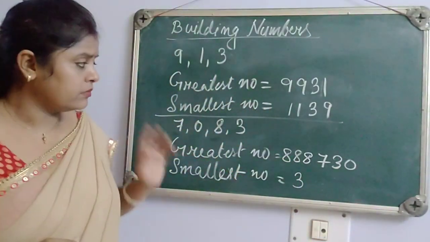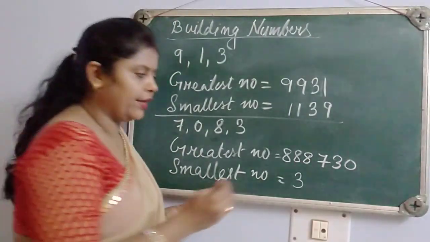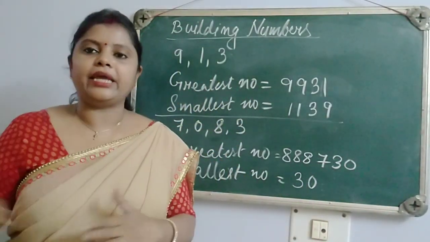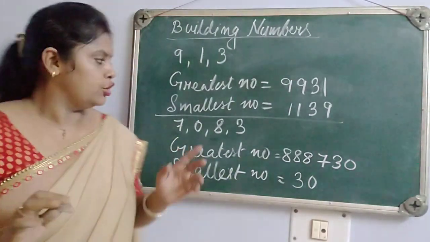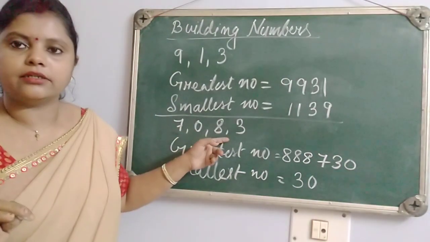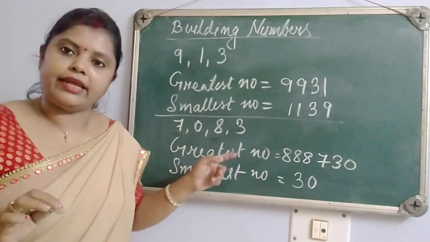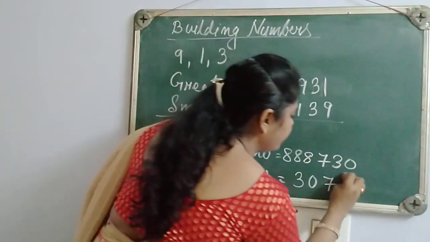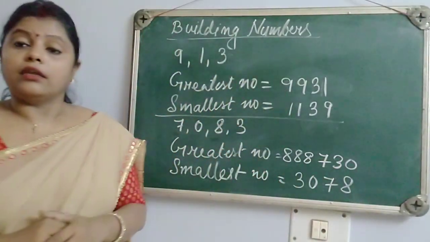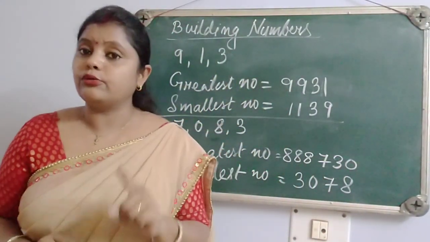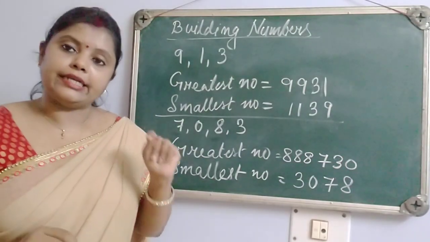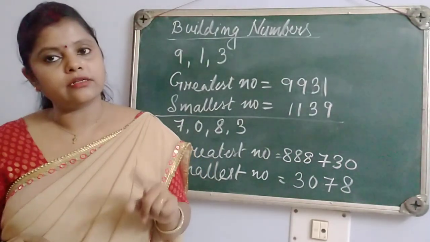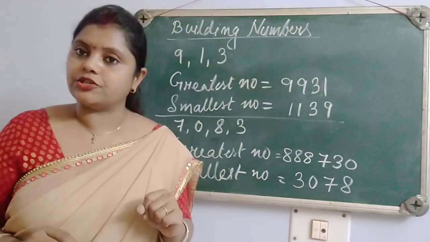Okay. Now after 3, we can write 0. Now whatever is left, we will arrange the remaining numbers in ascending order. So we are left with 7 and 8. So we will arrange 7 and 8, first writing 7 and then 8. Now, as I told you earlier, in case of the greatest number, we have to repeat the greatest digit. In case of the smallest number, we have to repeat the smallest digit.